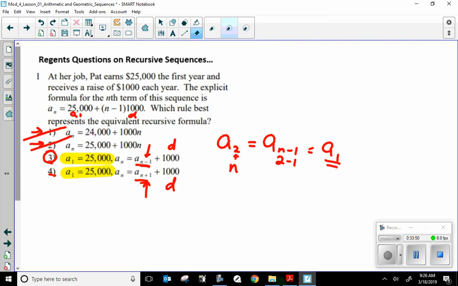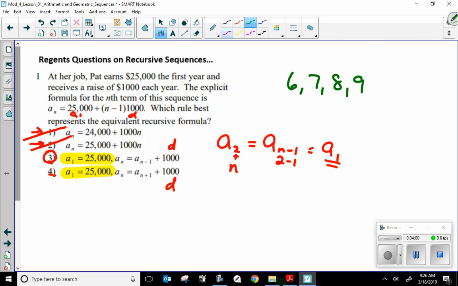Okay? And remember, we always want to add our difference to the previous number to get our next number. So if I have 6, 7, 8, 9, obviously my common difference is 1. I'm adding 1. So how do I get 8? Do I add 1 to the next number to get 8? Or do I add 1 to the previous number? I add 1 to the previous number to get 8. You want the previous number.